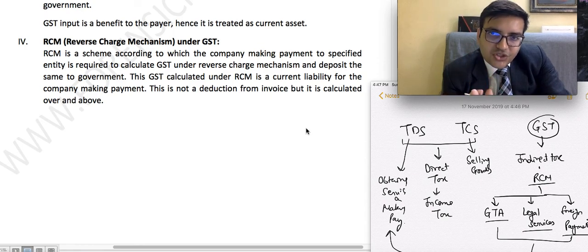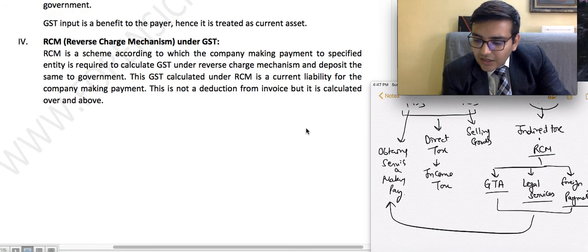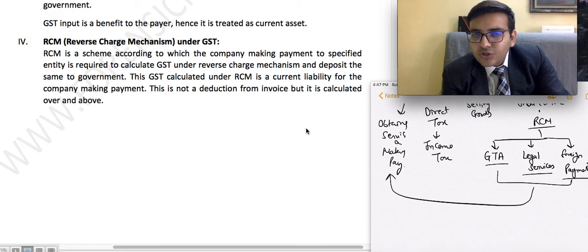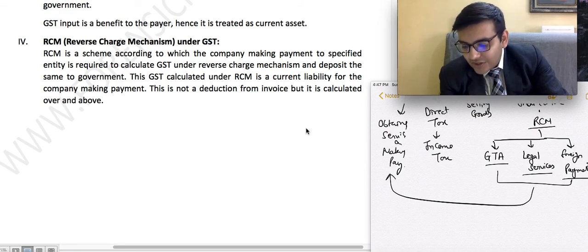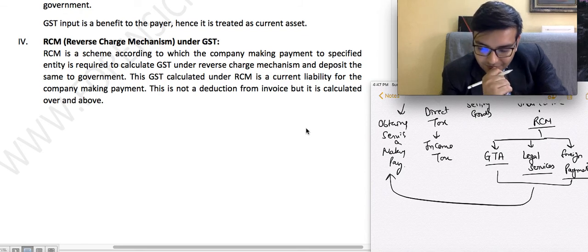So in case of reverse charge mechanism, if a company is making payment to a goods transport agency or a lawyer or making a foreign payment, then it has to charge reverse GST under reverse charge and pay it to the government. Simple as that. What will be the accounting entry? What will be the treatment? We will go through it.